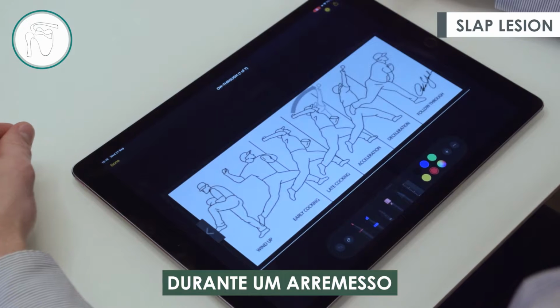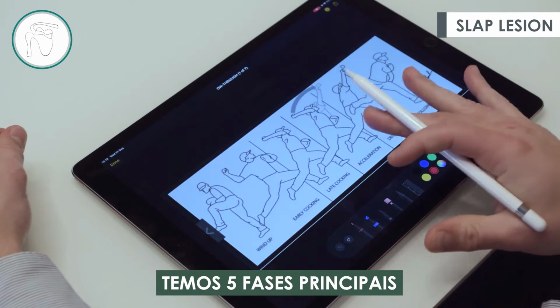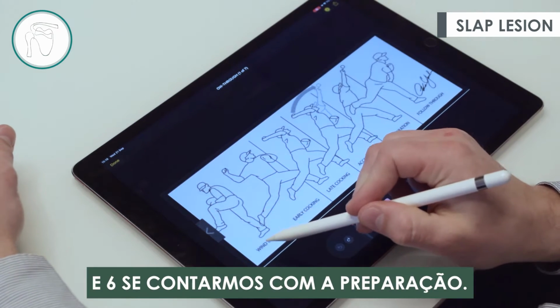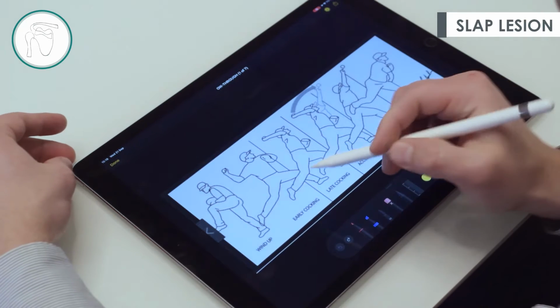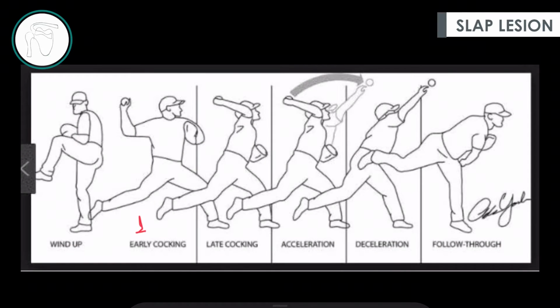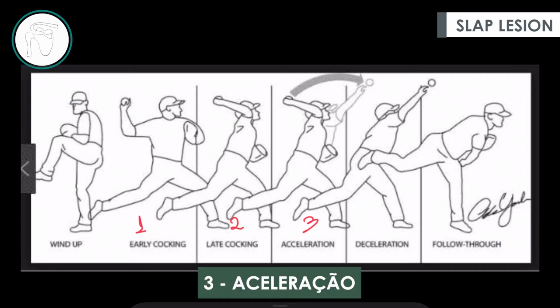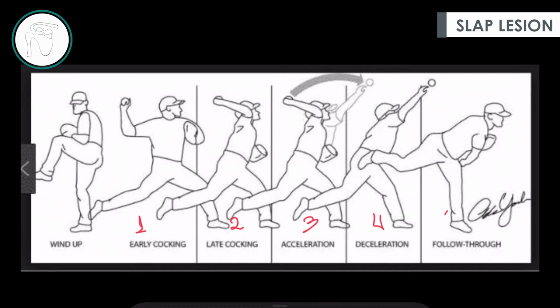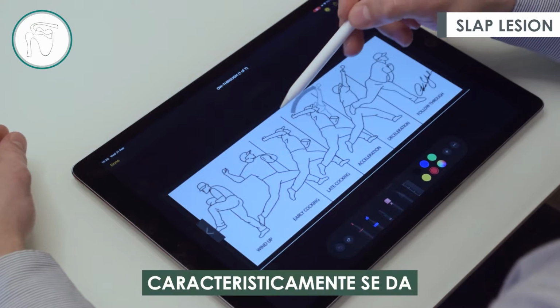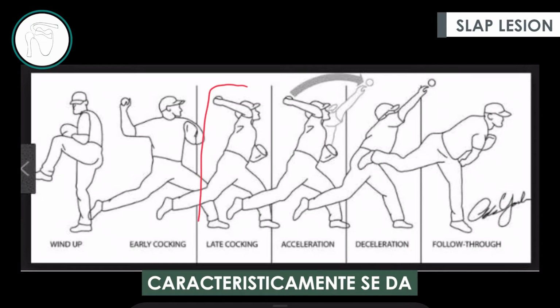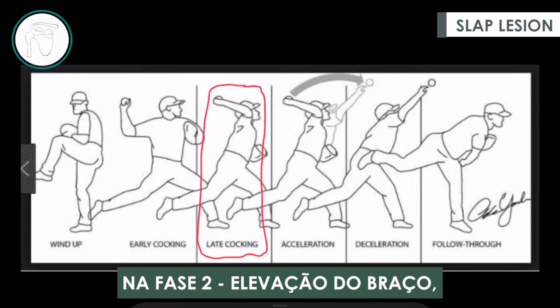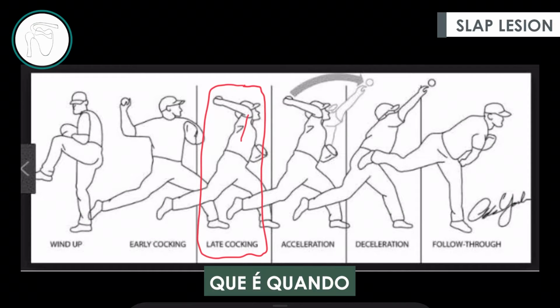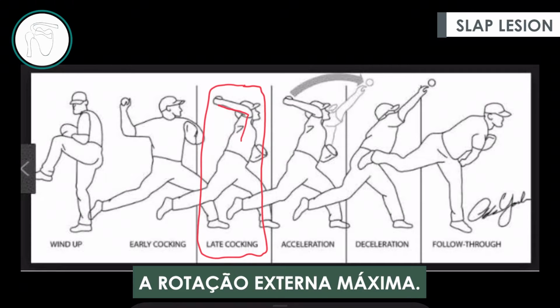Okay, so during a throw, we have 5 main stages, 6 if we count the wind-up also. So we have the early cocking, the late cocking, acceleration, deceleration, and follow-through. The SLAP lesion characteristically happens during the late cocking phase. That's when the shoulder has the maximum external rotation.